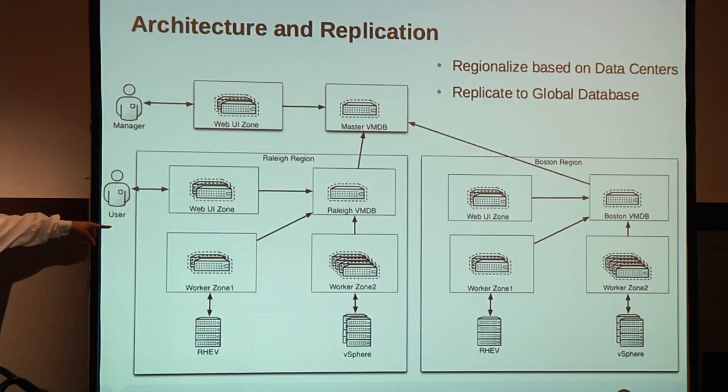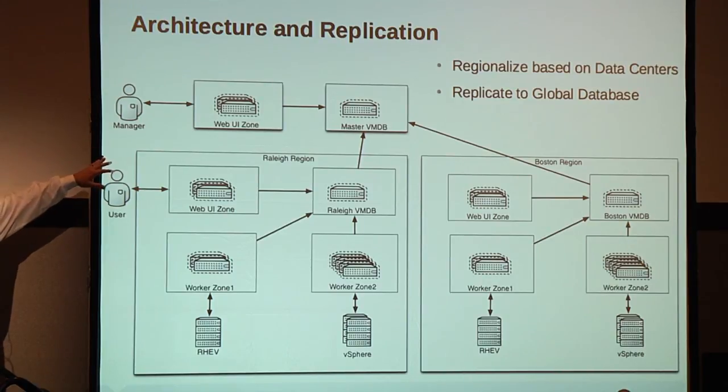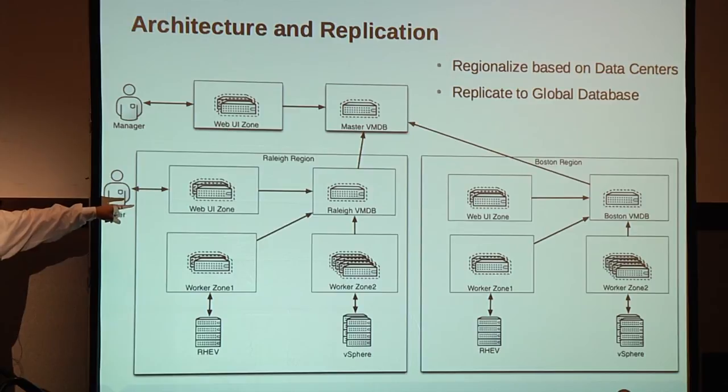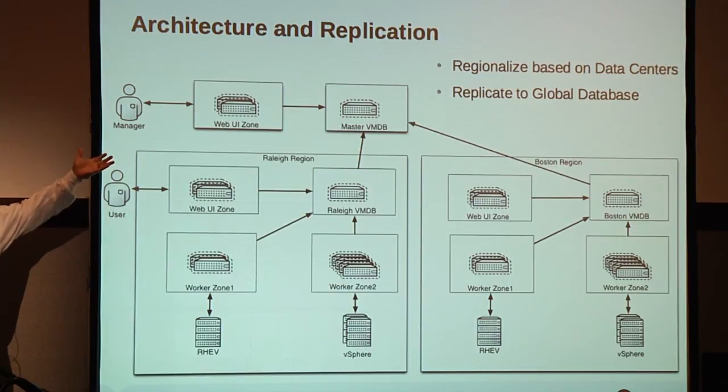But now we've added a second region. So this is Boston over there to the right. Similar layout, just for simplicity again. Of course, it would be different. But now what we've added is a master VMDB at the top. So these databases from these regions will actually replicate up. And then we have a separate WebUI zone again to handle all the top-level requests.